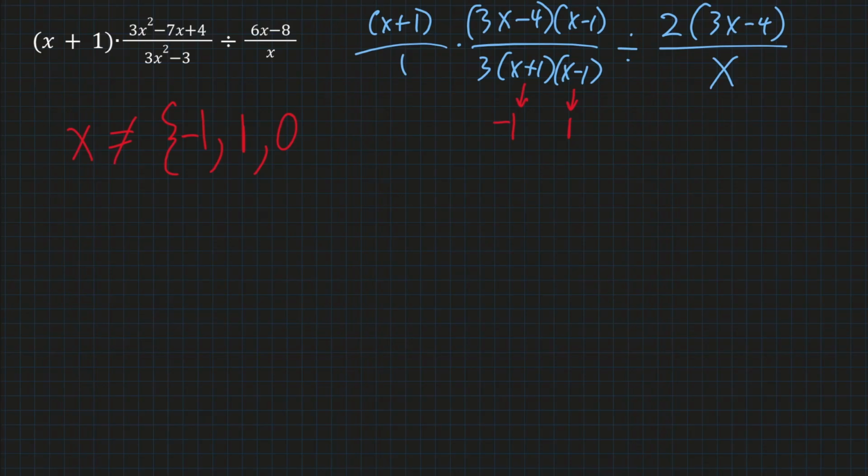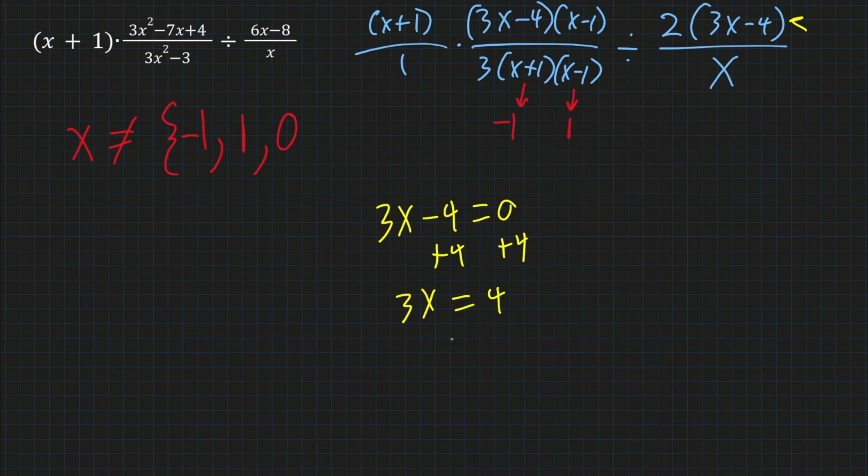Because we already have it factored out, we can just look at the singular factor here, this 3x minus 4, because if that becomes equal to 0, 2 times 0 is 0. So let's see what x value would make that equal to 0. 3x minus 4 equal to 0. To solve that, add 4 to both sides. 3x is equal to 4, and then divide both sides by 3.